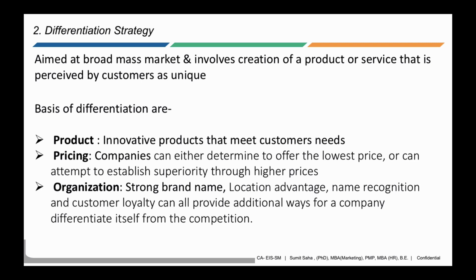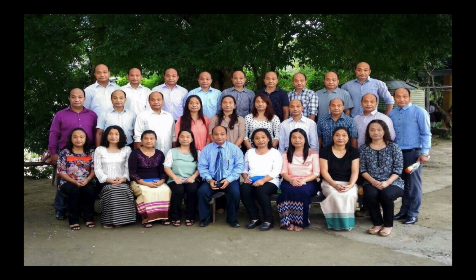It takes locational advantage, name recognition, customer loyalty, and all of this can provide additional ways for a company to differentiate itself from the competition. If I say I want to buy an Apple phone, definitely that is different from other phones. If you want to buy a Samsung phone, you know that is different from other normal Android phones. So this is the differentiation strategy. Now, whatever I have explained you will understand through the next slide.